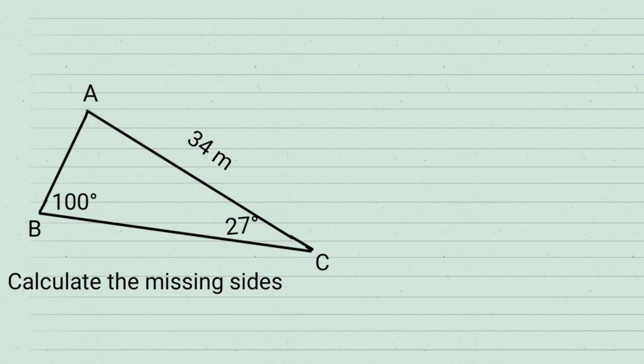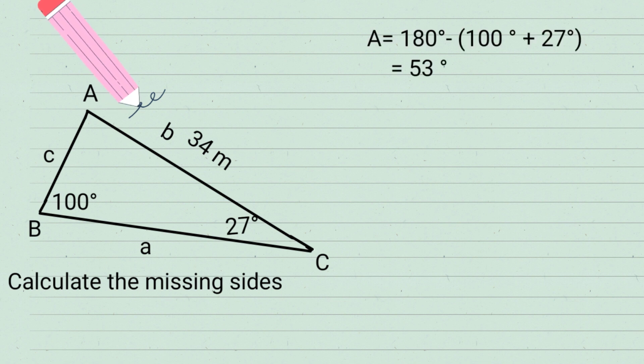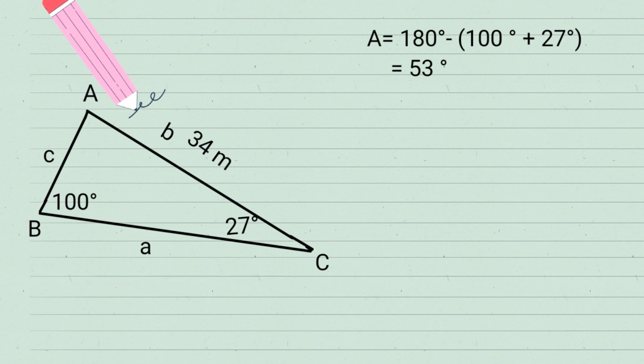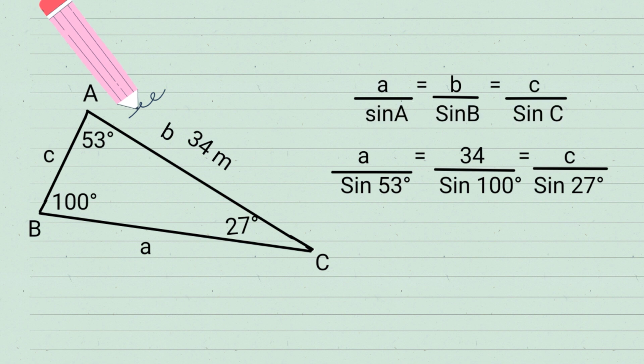That's one example. So we have to calculate the missing sides. First we label our triangle. If you don't know how to label a triangle, see this video above. So let's find the missing angle, which is A. Angles in a triangle add up to 180. So A will be 180 minus (100 plus 27), which is 53 degrees.